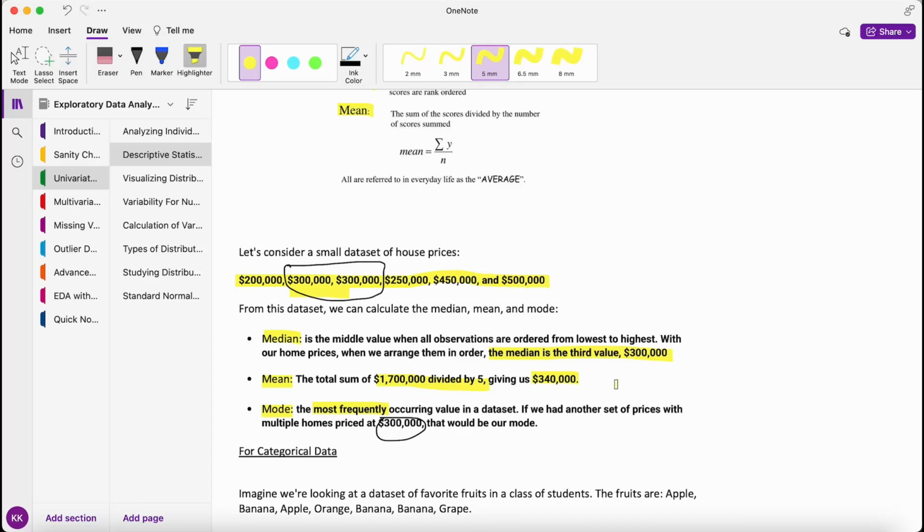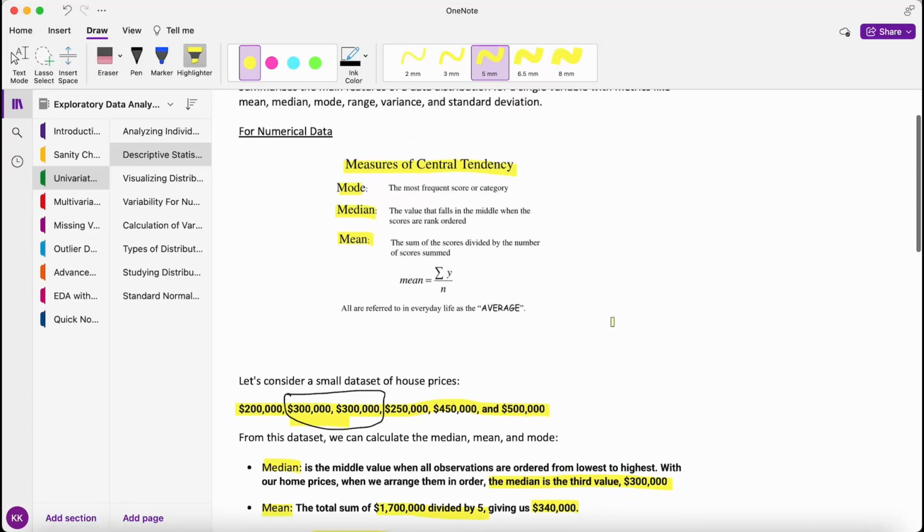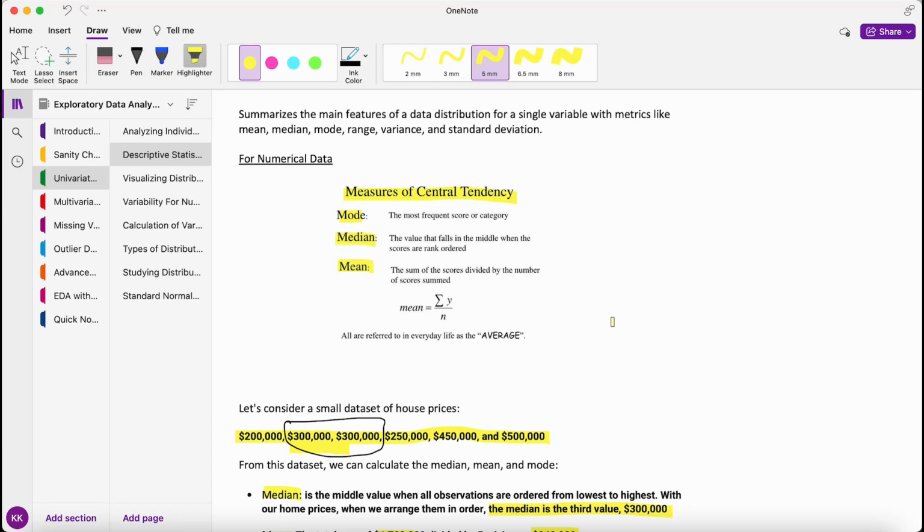Together, these measures of central tendency give us a comprehensive picture of where the center of the data lies. Understanding the differences between the mean, median, and mode is essential for correctly interpreting the data, especially when it comes to skewed distributions or when outliers are present.